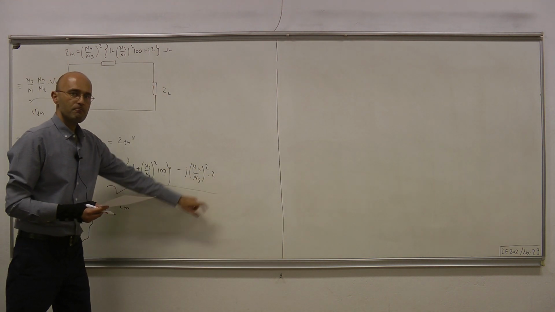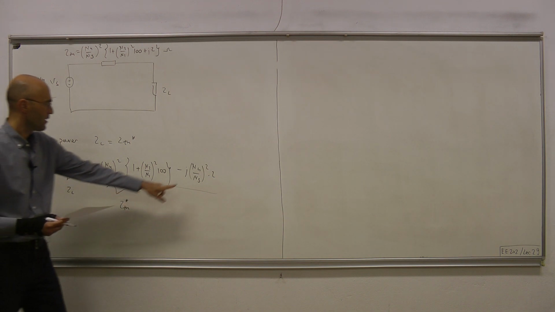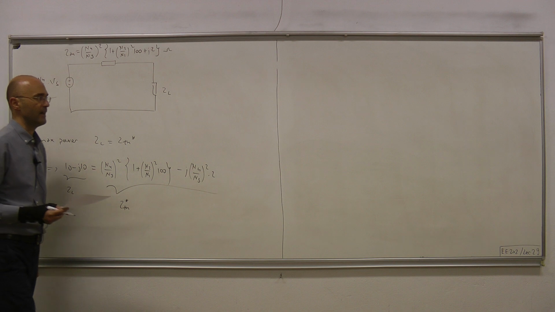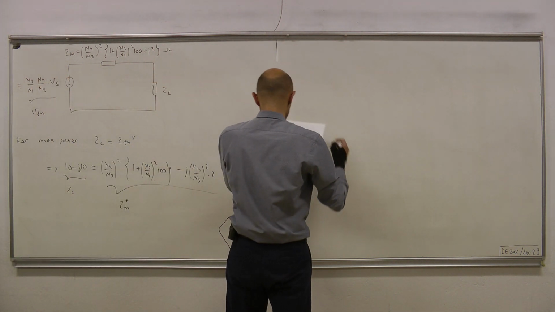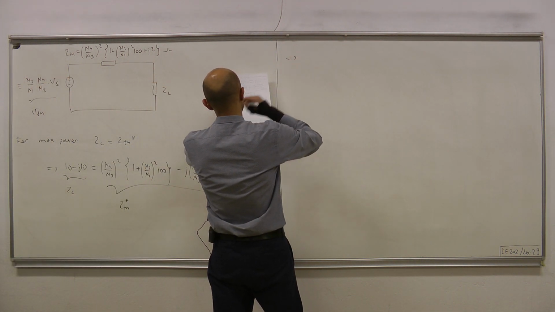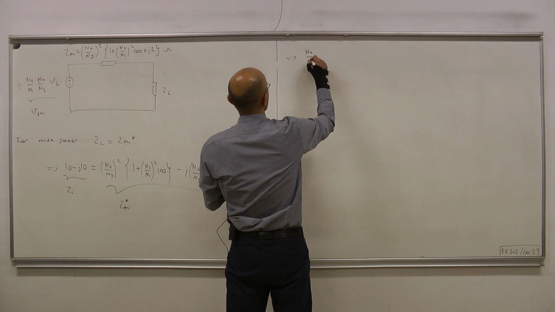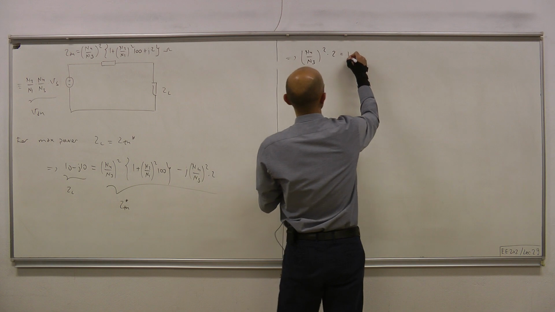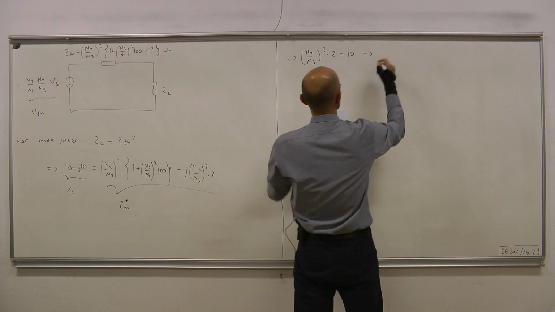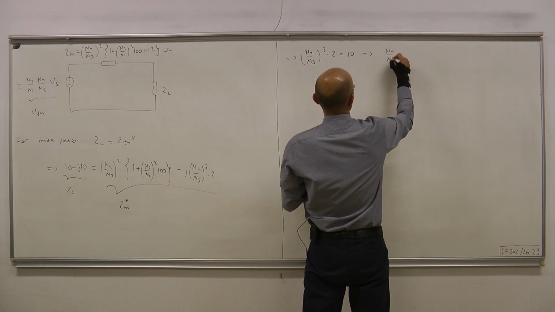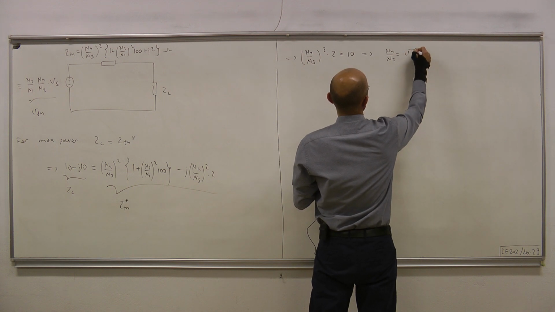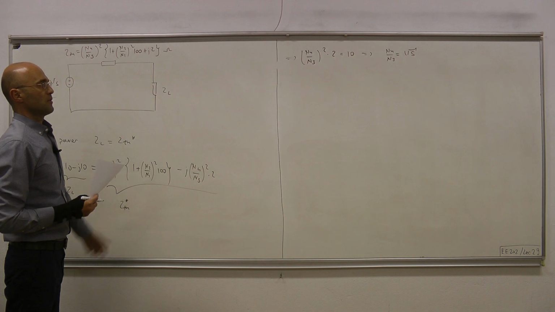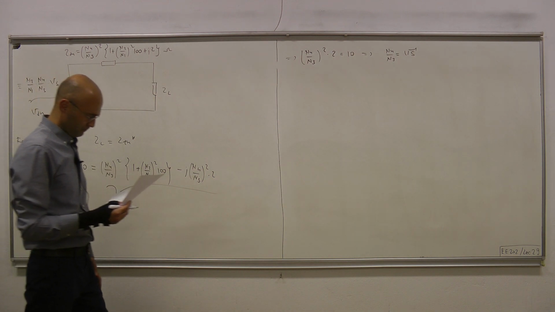So that's the imaginary part, N4 over N3 squared times 2, that must equal 10. That gives you one of the turns ratios: N4 over N3 squared times 2 equals 10. So that means N4 over N3 must be square root of 5.